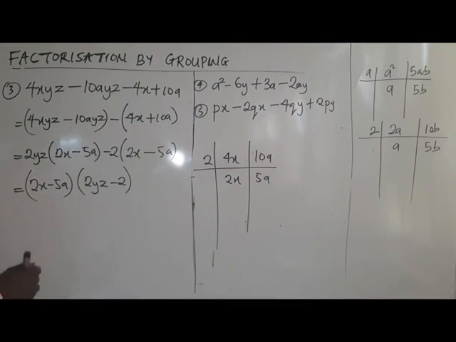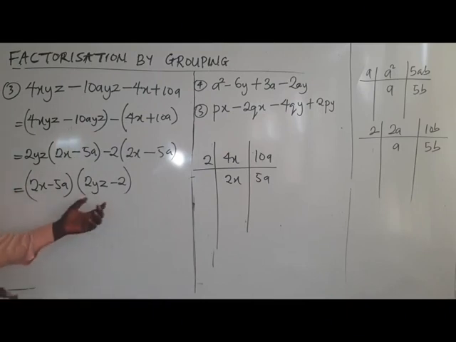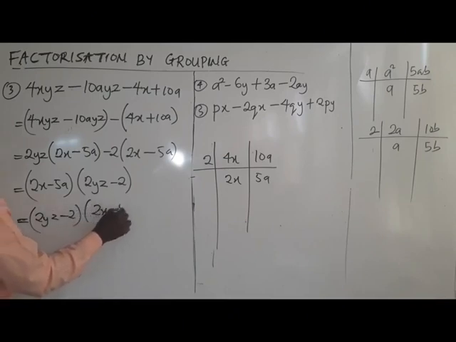You ask me why. Because when we talk about factorization, you factorize completely. What do I mean by that? That is, you bring out all the factors. No factors should be left out. So in that case, if you look at the second bracket here, we have something that is common. What is that? 2 is common to both of them. In that case, we have to bring it out. That is when we have factorized completely. So I can decide to bring this one forward and have it here, 2yz minus 2. Then I can write this 2x minus 5a.